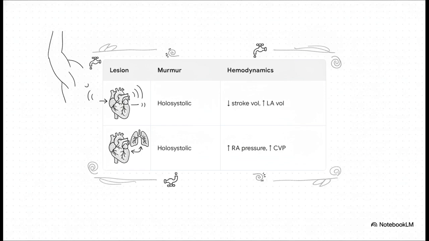Tricuspid regurgitation, or TR, is also a holosystolic murmur, but it hits the right side of the heart, driving up right atrial pressure and central venous pressure. And here is a fantastic clinical differentiator: the TR murmur uniquely increases with inspiration. Why? Because taking a breath literally pulls more venous blood return into the right side of the heart.